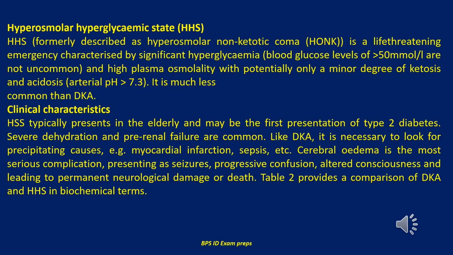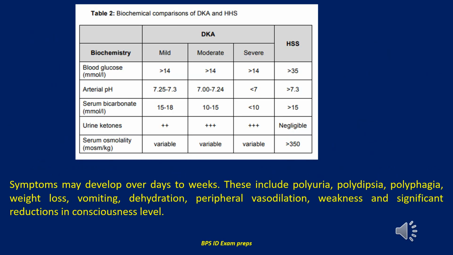Table 2 provides a comparison of DKA and hyperosmolar hyperglycemic state in biochemical terms. Pause the video and carefully scrutinize Table 2 summarizing the biochemical comparison of DKA and HHS. Symptoms may develop over days to weeks. These include polyuria, polydipsia, polyphagia, weight loss, vomiting, dehydration, peripheral vasodilation, weakness and significant reductions in consciousness level.